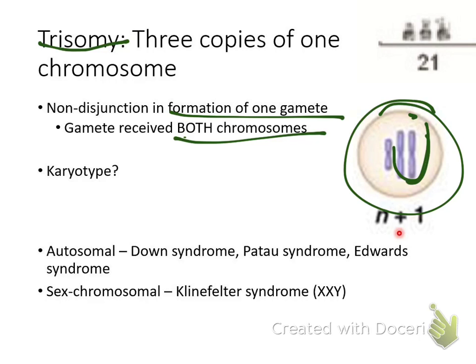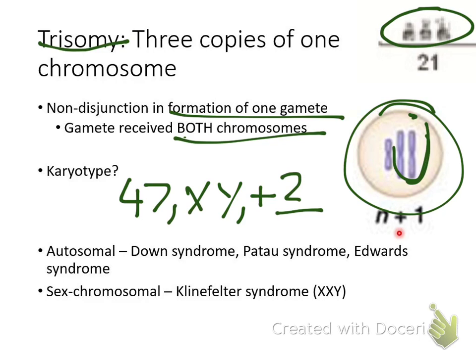The karyotype, depending on if your organism is male or female, will have 47 chromosomes. Remember, 2N in a human is 46, so 2N is 46 plus 1, 47. Male or a female, doesn't matter. And then plus whatever the chromosome is. So in this case, if we have 3 copies of 21, it'd be plus 21.